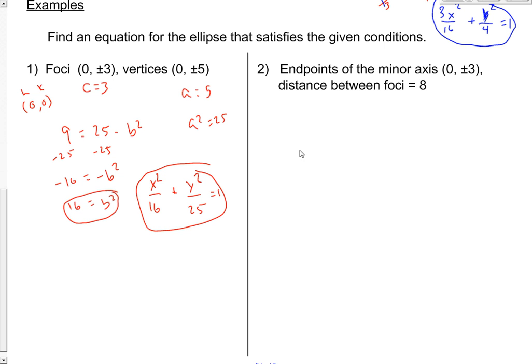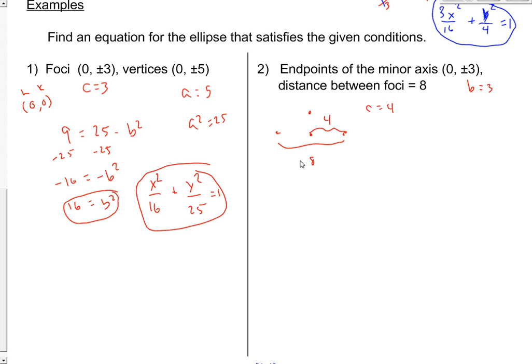And then over here, the endpoints of the minor axis are 0, 3, so that's b. So b equals 3. The distance between the foci is 8. So that's saying going from one focus to the other focus is 8 units, and the center's got to be in the middle. So if the full length is 8, then half the length is 4. So our c value is 4.